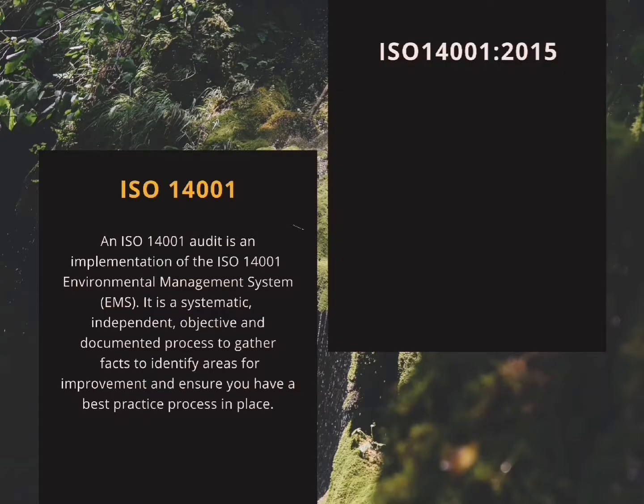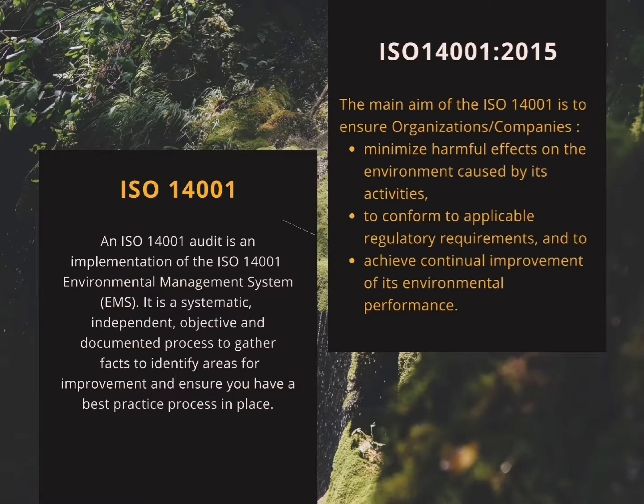ISO 14001:2015. The main aim of ISO 14001 is to ensure organizations or companies minimize harmful effects on the environment caused by their activity, conform to applicable regulatory requirements, and achieve continual improvement of their environmental performance. Now, we will continue to our Q&A questions.